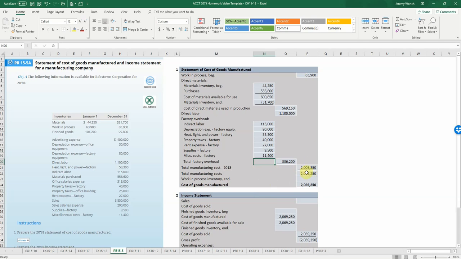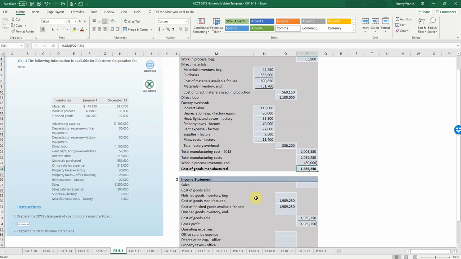That's going to give us our total manufacturing cost during the year of 2,005,350. To get our cost of goods manufactured, we just need to subtract out our ending balance in work in process, which is 80,000. So we have a cost of goods manufactured of 1,989,250. Perfect.